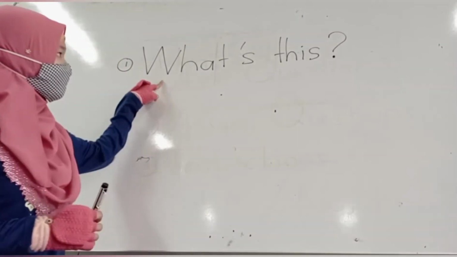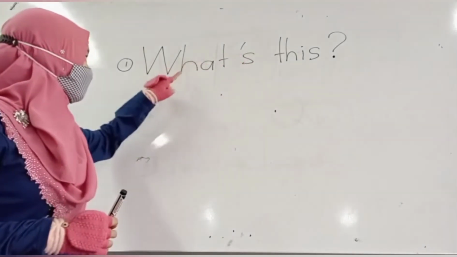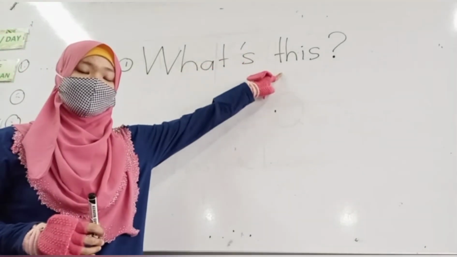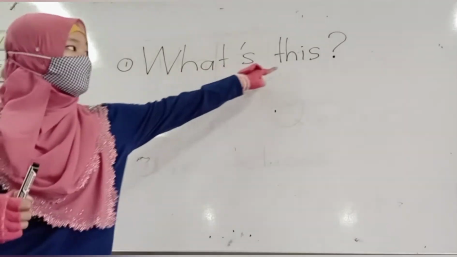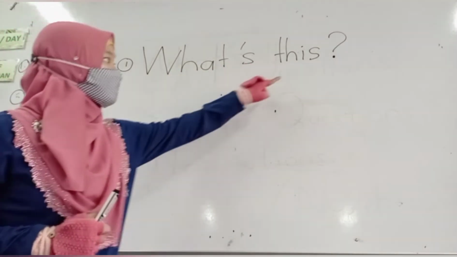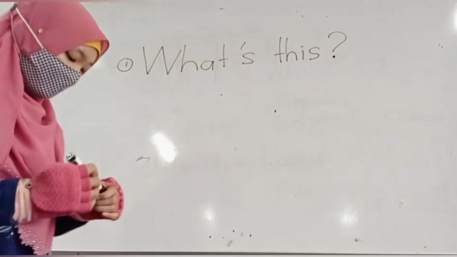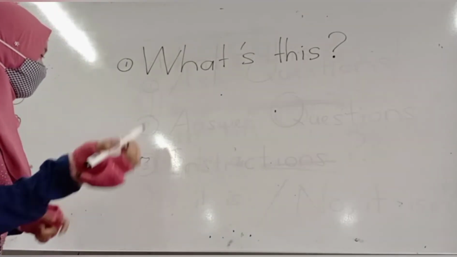Number 1. What's this? There is an apostrophe between T and S. What's this? Sorry, I repeated that four times already.